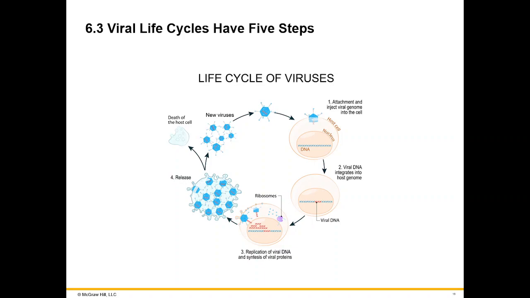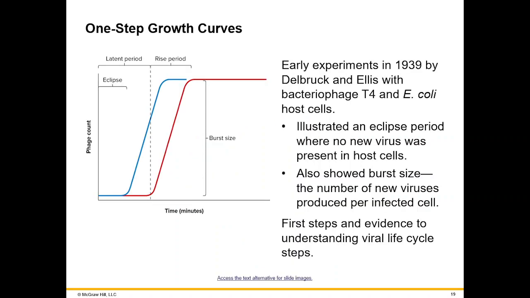The life cycle of a virus is an interesting thing because we have a two-phase cycle. In the early studies on viruses, early experiments in 1939 by Delbruck and Ellis with a bacteriophage T4 E. coli, we have this duality in their life cycle. We have the eclipse phase and the burst phase.